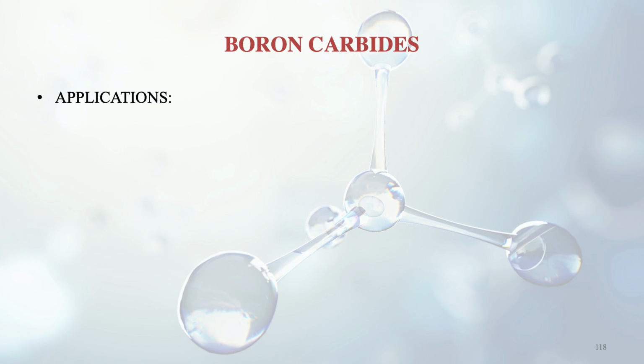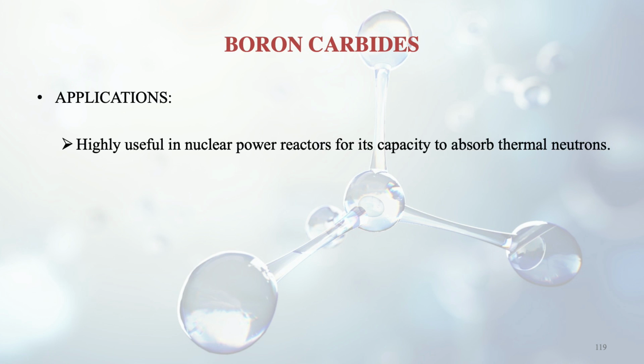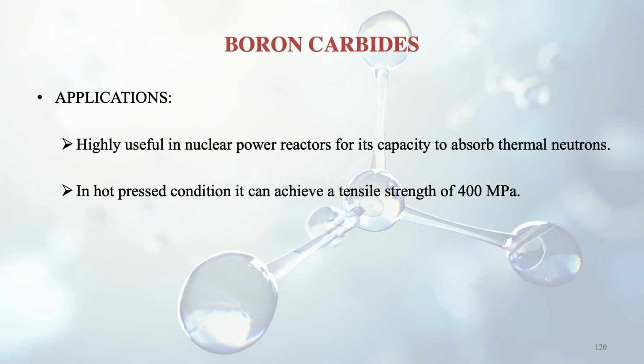Certain applications of boron carbide: it is highly useful in nuclear power reactors because of its capacity to absorb thermal neutrons. So if you have read about the nuclear fission reaction, you will know about this effect. Boron is used there and it absorbs thermal neutrons. In hot pressed condition, it can achieve a tensile strength of 400 megapascal. So in hot pressed condition, it gives a very good tensile strength.